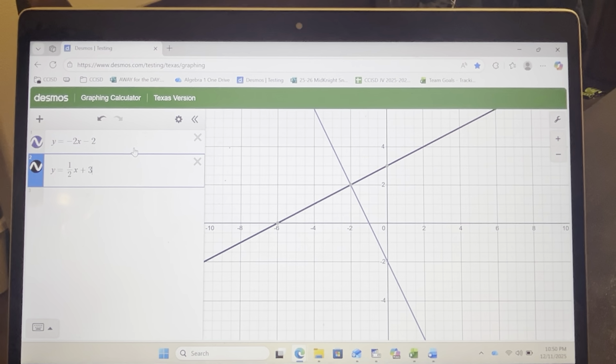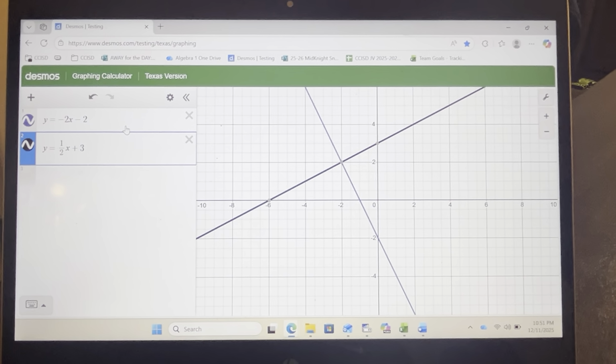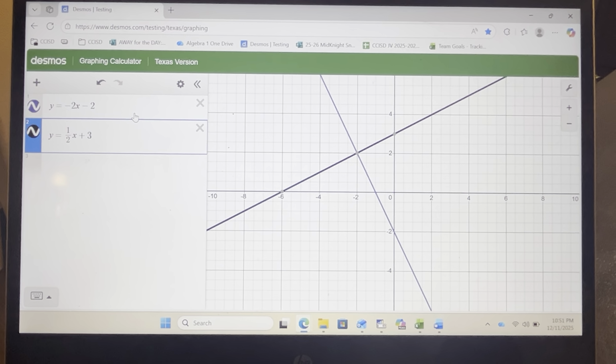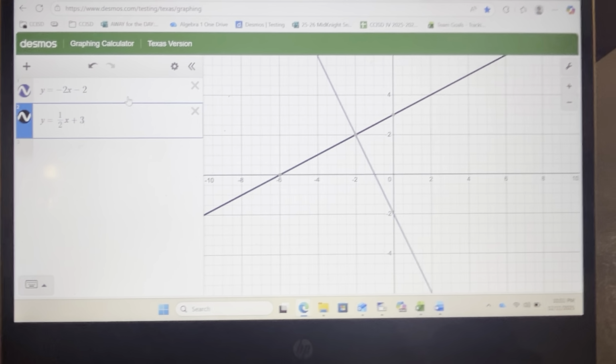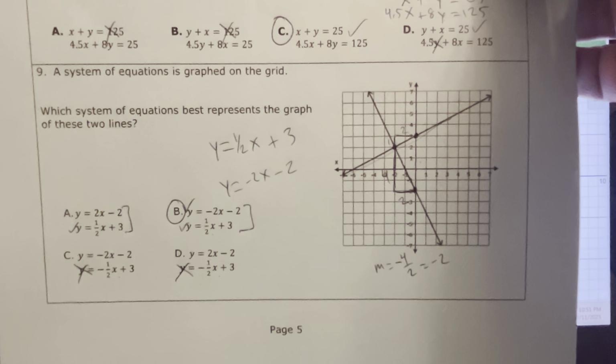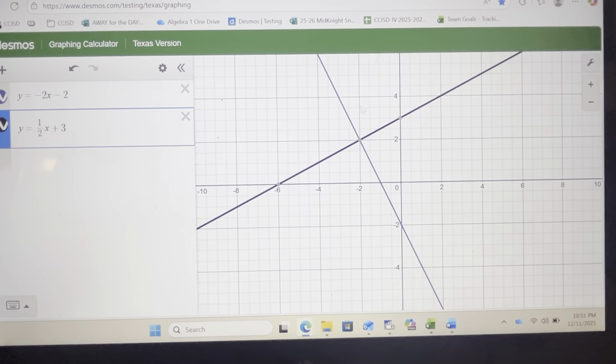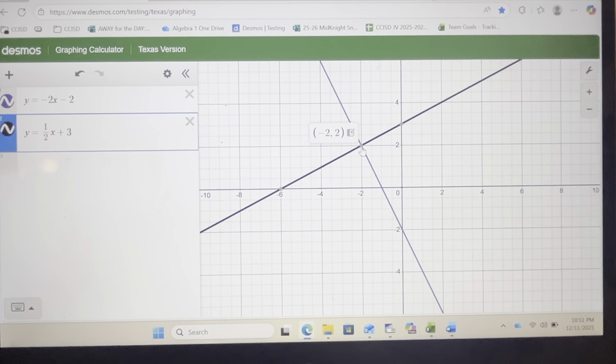All right, so here's the graph of what we just did on the paper. I put both equations into Desmos, and if we got it right, it should match our graph on the paper. As a reminder, here's our graph on the paper, which has an intersection point at (-2, 2). Looking at the graph on Desmos, it also has an intersection point at (-2, 2).